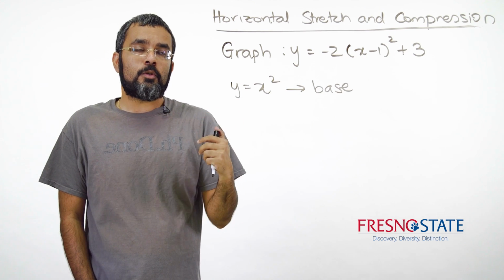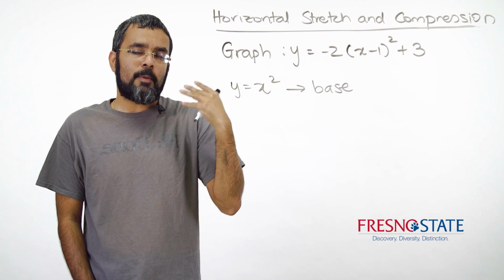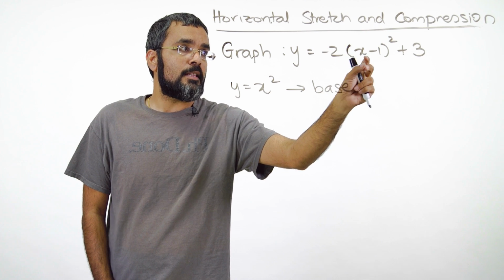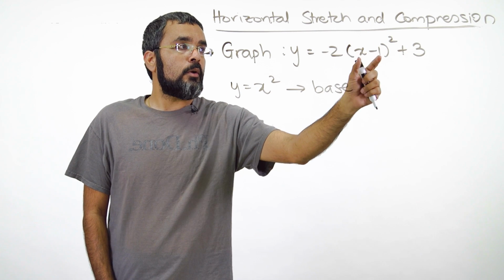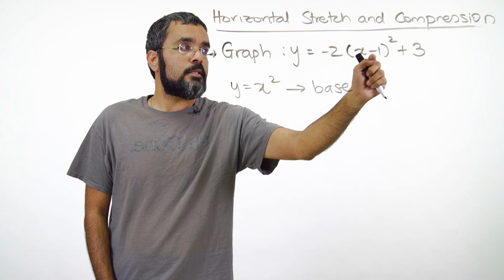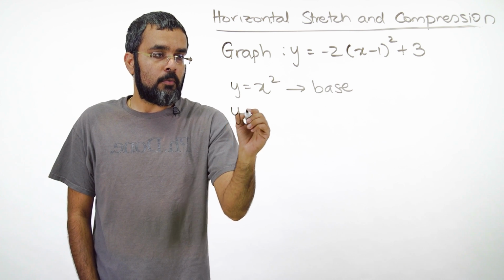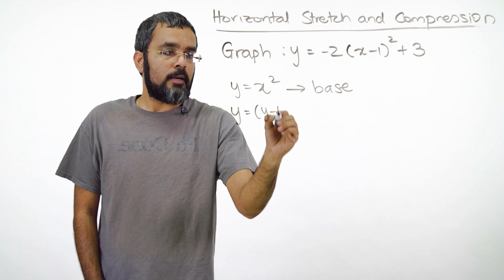Which one do I apply first? This is where I would say think about your PEMDAS rule. I'm going to start with my innermost parentheses and then move outward. So I'm going to look here. The first thing I do in the parentheses is subtract the 1. So from here, I'm going to do y equals x minus 1 squared.